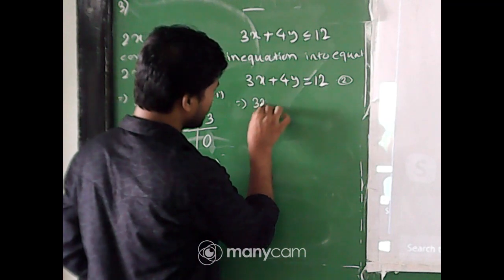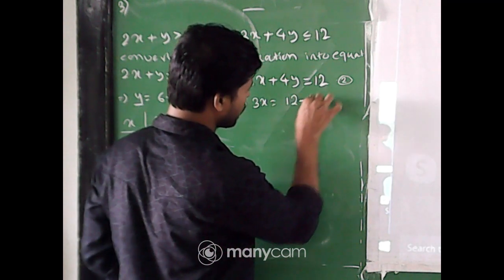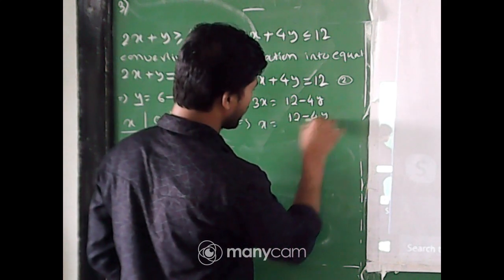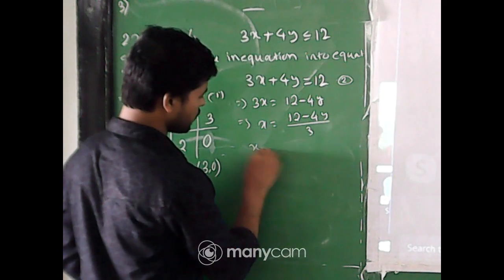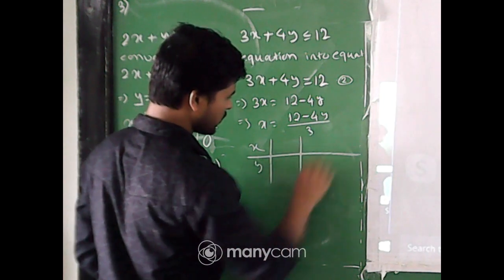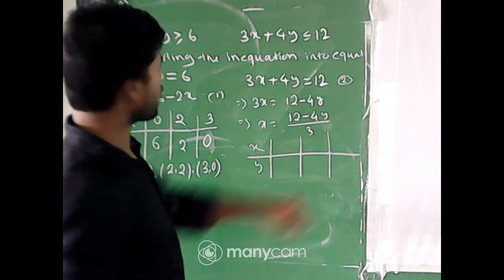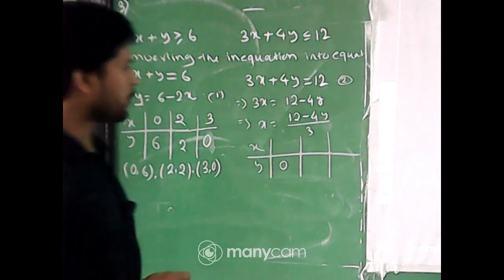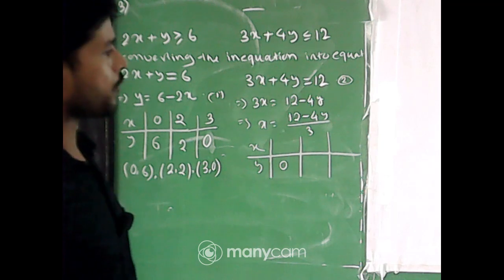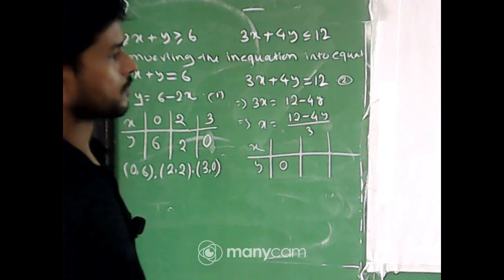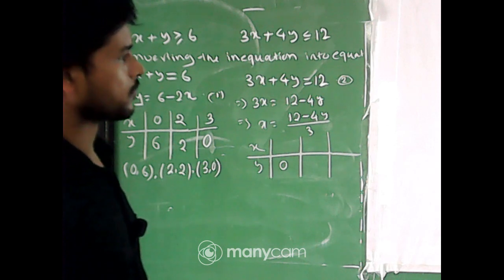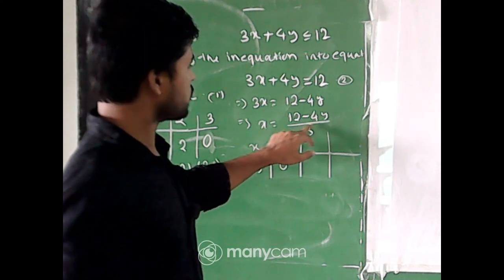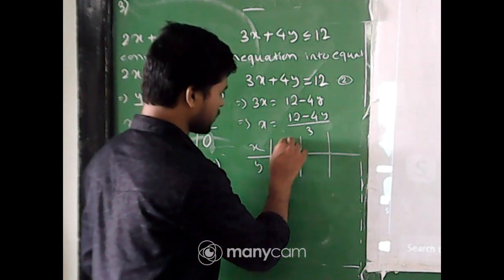So from here 3x will be 12 minus 4y. That means x will be (12 minus 4y) by 3. Now from here just find 3 sets of solutions. Okay, so first I am taking y equal to 0. If I put y equal to 0 here, can you tell me what will be the value of x? 12 minus 4, yes, very good, that is equal to 4.